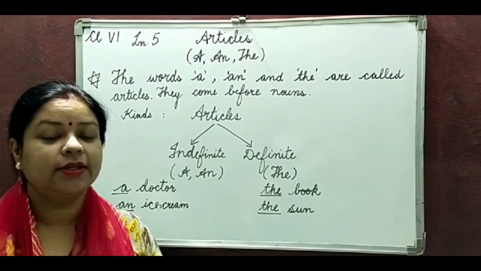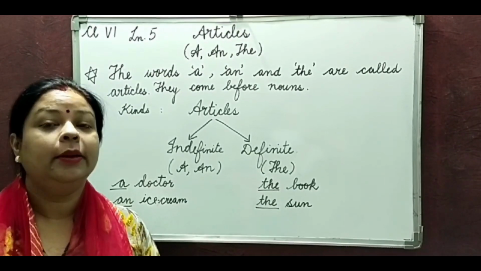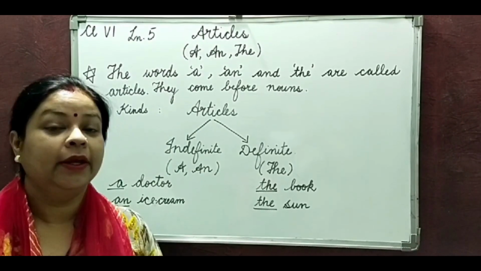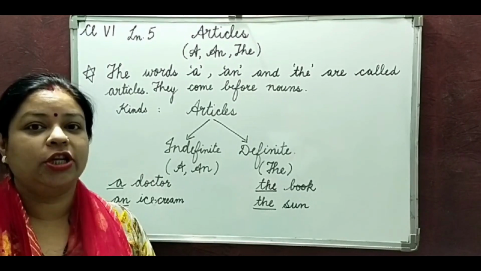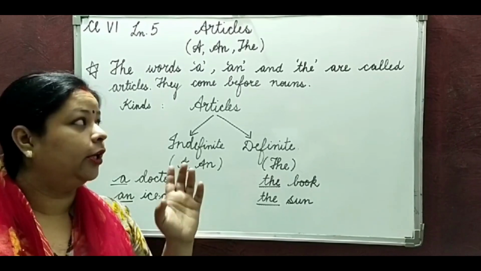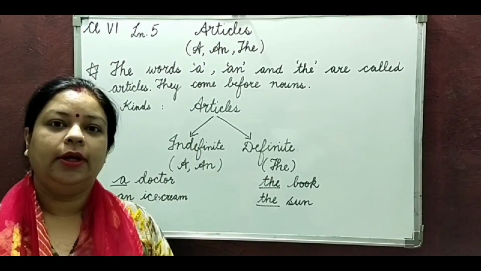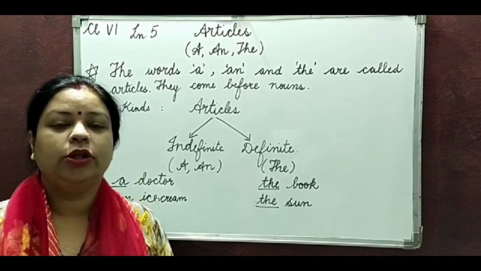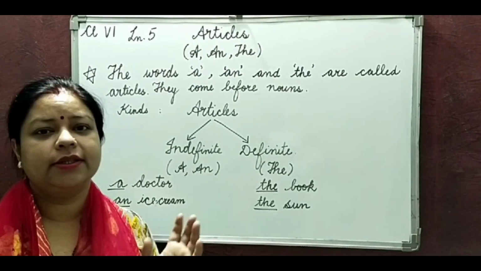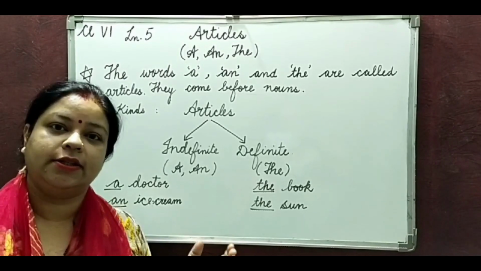Today our topic is articles. I hope the previous topics which we have discussed in the previous videos you have tried to understand well. Now today the fifth chapter of our English grammar book is articles. So here the topic articles is written on the whiteboard and let us recapitulate what we have studied in the previous classes. As you all know, this is a very common topic that we study since class 3rd or 4th.